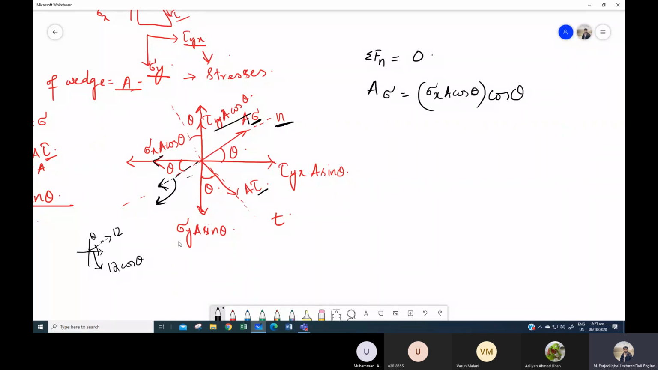Sigma y A sin theta. This one. Yeah, let me show it over here. This component.